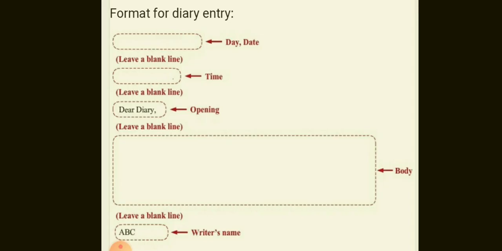Now here is the format of the diary entry. So here first of all you can see we have got the day and date. As I told you, we'll write the day and date first. Then we'll leave a line space, and then we'll write the time.